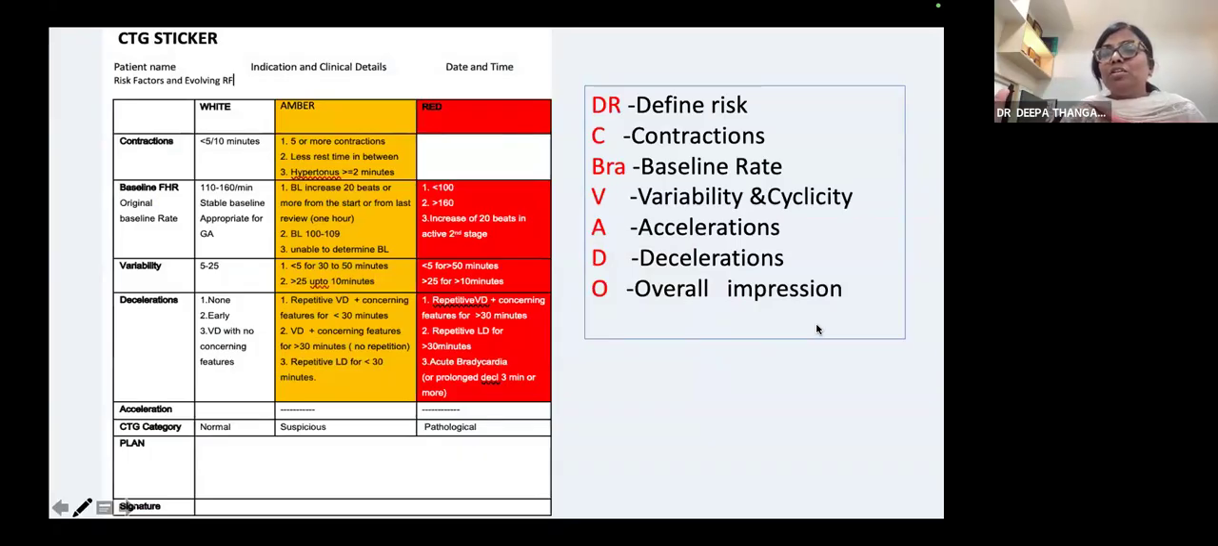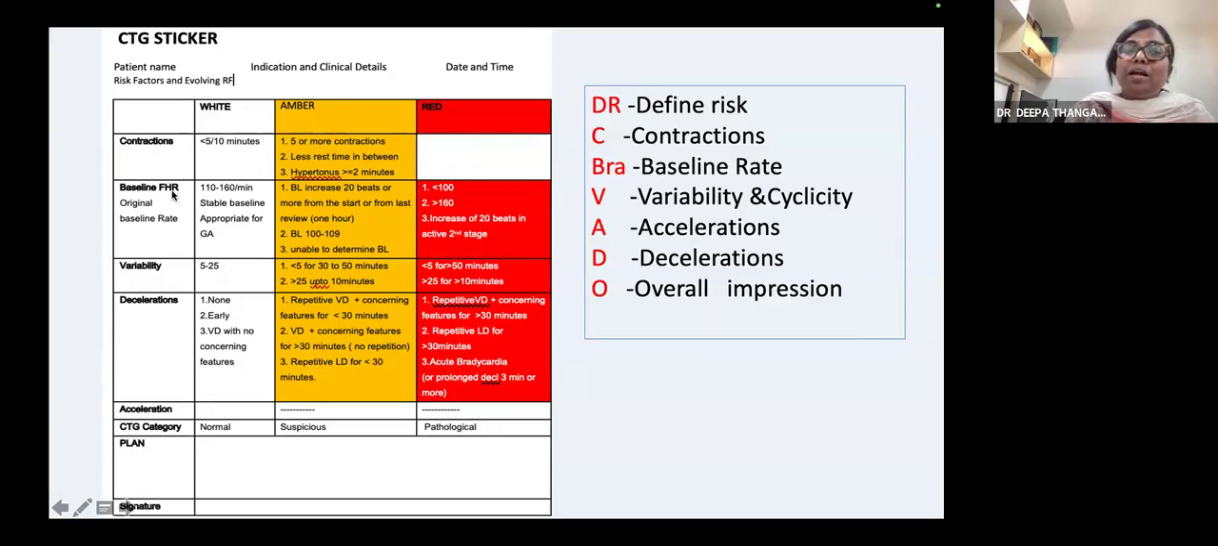So either you follow the Dr. C. Bravado and follow this sticker as a guideline. This has to be stuck on to your labor ward unit. This has been taken from the NICE guideline. When you mention contractions, if the contractions are less than 5, it comes under white. If there are 5 or more contractions, or less rest in between the contractions, or hypertonus, it comes under amber. There is no red in the contraction part.